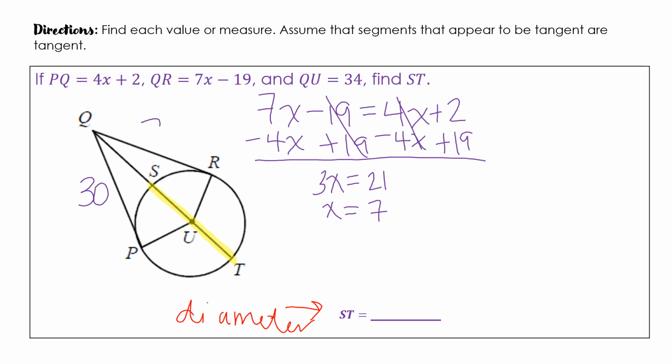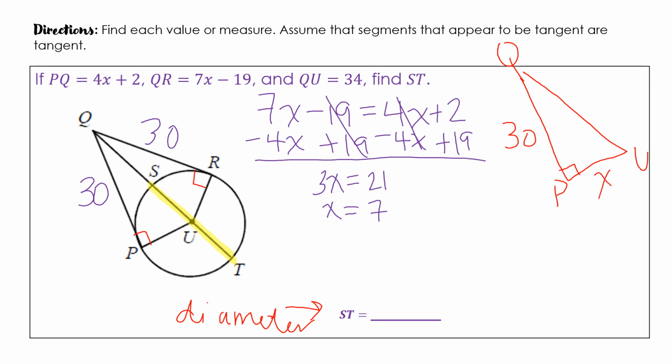Okay, so keep in mind that if these are tangents, not only are they congruent to each other, but they also are perpendicular to the radius. So what that does is that creates 2 right triangles. So I'm going to draw one of those. I'm going to draw QPU. So here's Q, here's P. I know that's 30. Then I have PU, which is the radius, and I don't know the radius. I'm just going to call that X. And then I've got QU, which was given to me. They said that was 34.